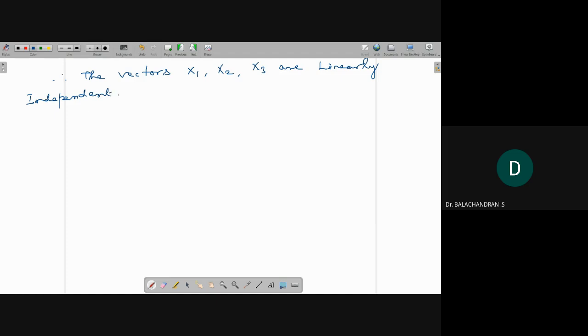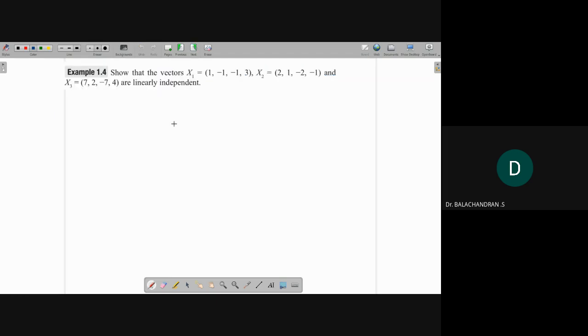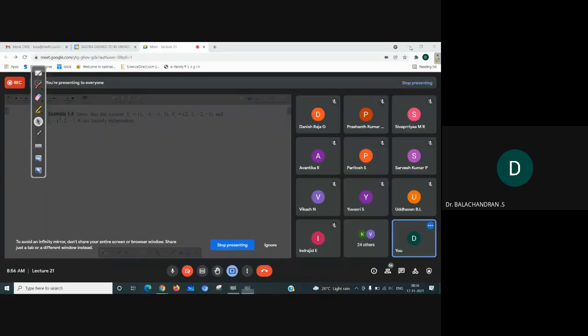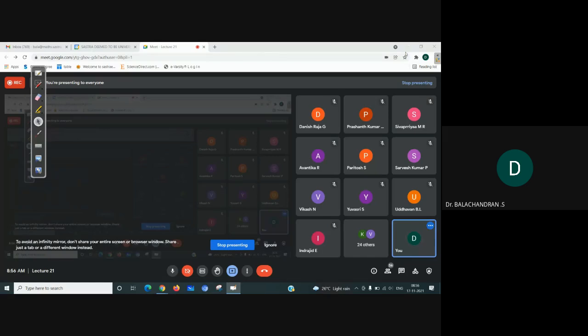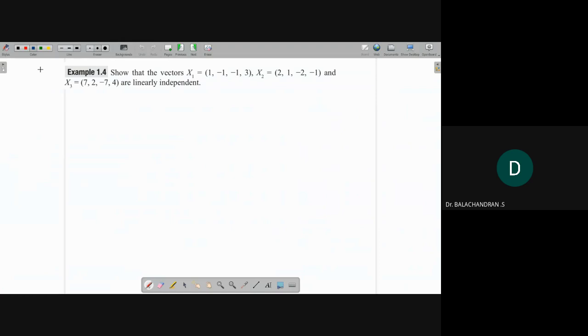Okay, so now the second problem. How did you try? Anybody got the answer? I think this is not that difficult. Only thing, you need to try. If you don't get it, okay. Show that the vectors x1, x2 and x3 are linearly independent.